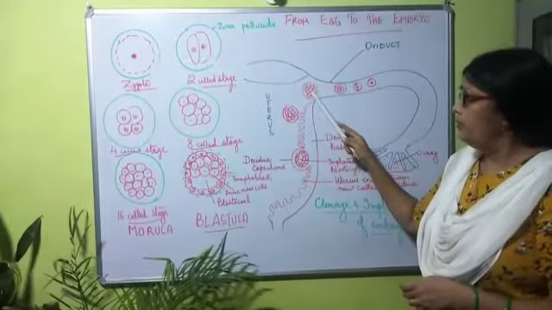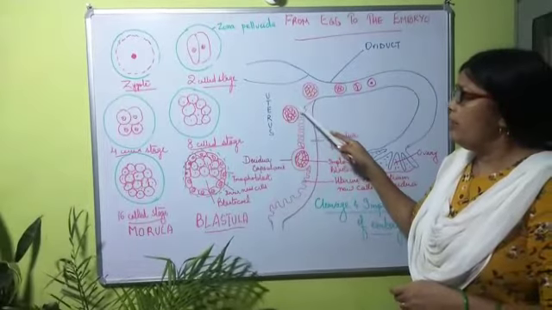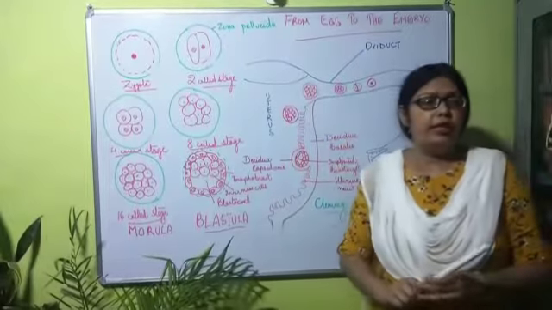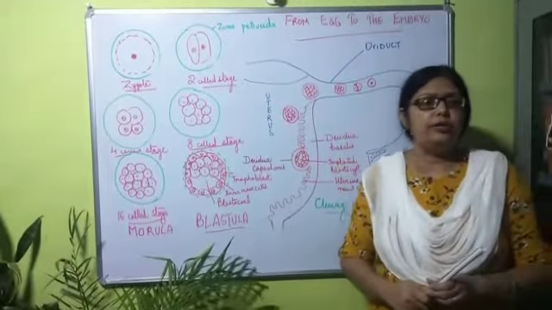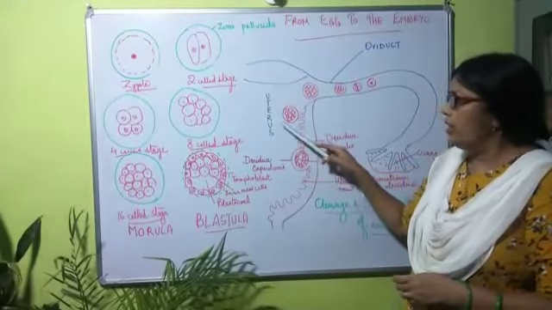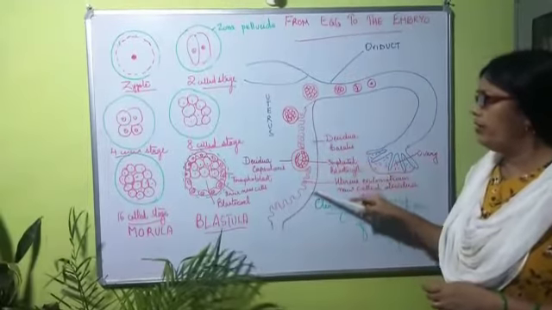This is the morula stage where this egg reaches into the uterus. So on the 4th day, it will reach into the uterus, and after floating for 2 days in the uterus, it will get finally implanted into the endometrial lining.